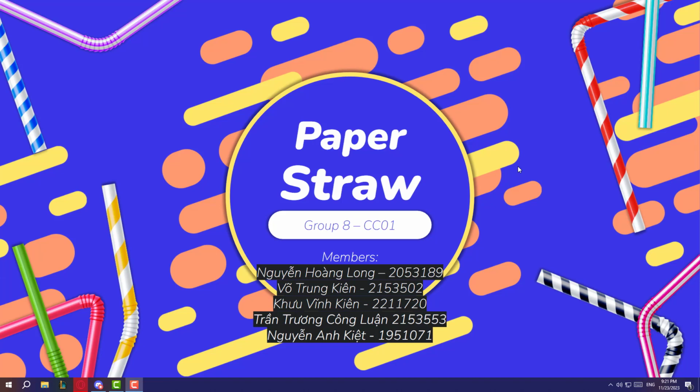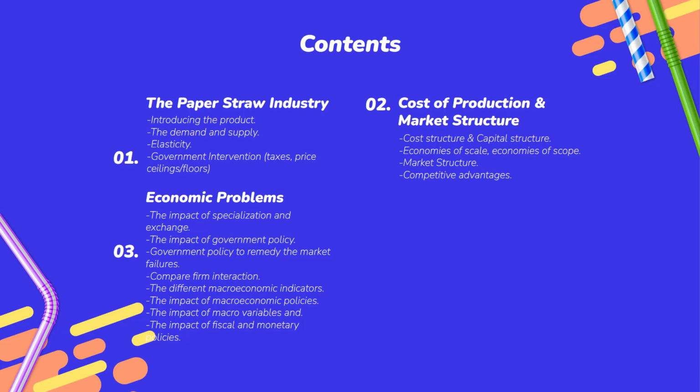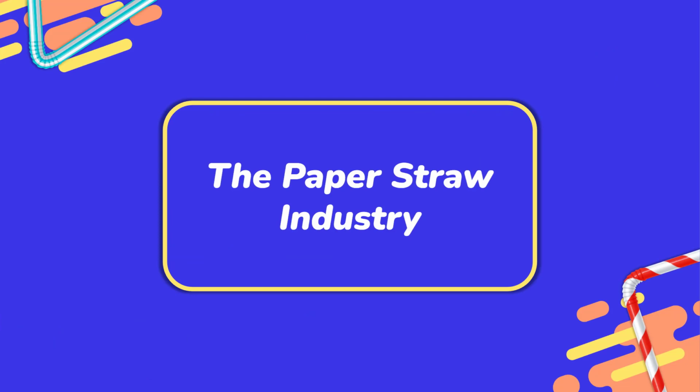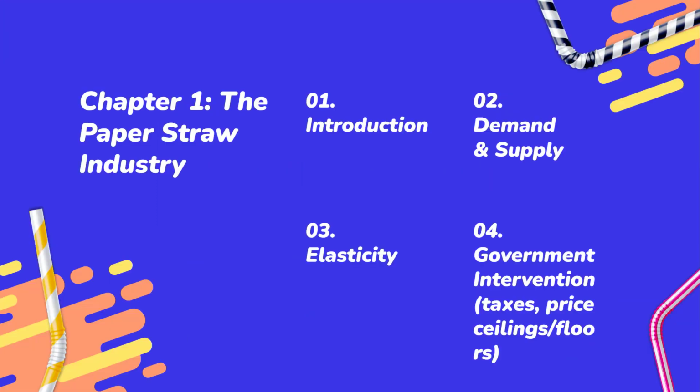We are trip 8 of CC01, including Nguyễn Hằng Long, Võ Trung Kiên, Khu Vĩnh Kiên, Trần Trương Công Luận, and Nguyễn Anh Kiệt. We are making content about paper straw. This content will include the paper straw industry and economics, the cost of production and market structure, and economic problems. Now we come into the paper straw industry.